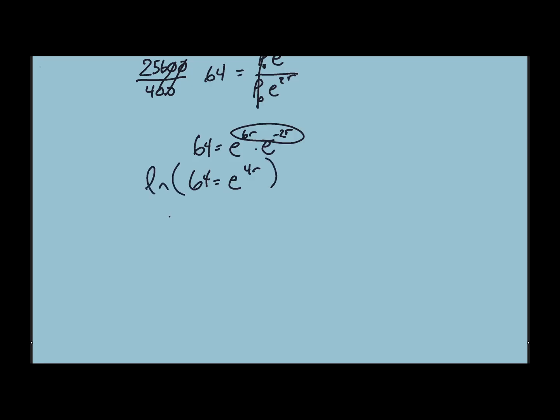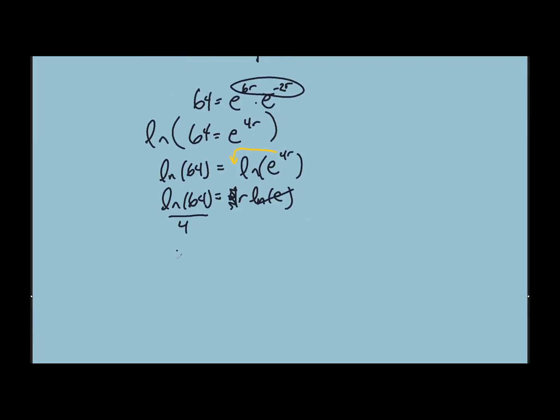This is still algebra. So ln of 64, you're going to find this is almost always all algebra, equals ln of e to the 4r, which allows us to take the exponent out and bring it down. So we have ln 64 equals 4r ln of e. And ln of e is 1, so just divide this by 4 and you get r. And that's going to be, let me put it in the little calculator machine here, r equals 1.04. I'm rounding, but this is good enough for us.